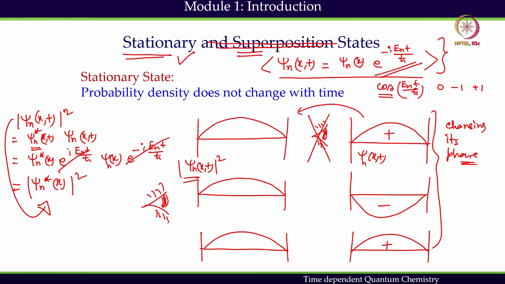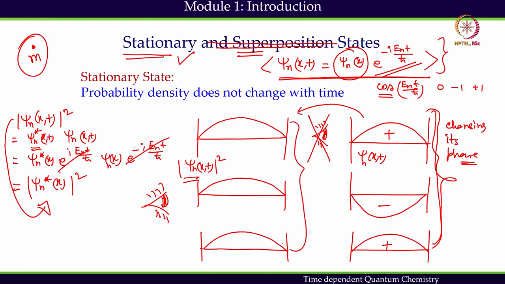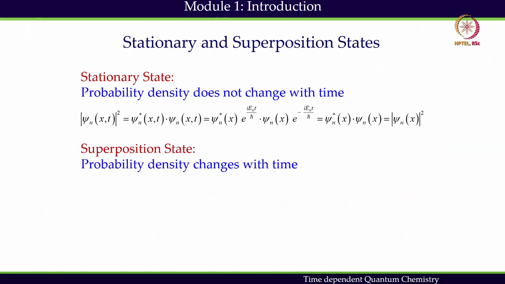So I repeat, I have a quantum particle of mass m staying in the stationary state psi_n. Its wave function is time dependent. It's changing its phase all the time, but there is no way I can see any change in the particle. The particle will look stationary. Because it looks stationary, the state represented by this wave function is called a stationary state. We'll move to the superposition state now.